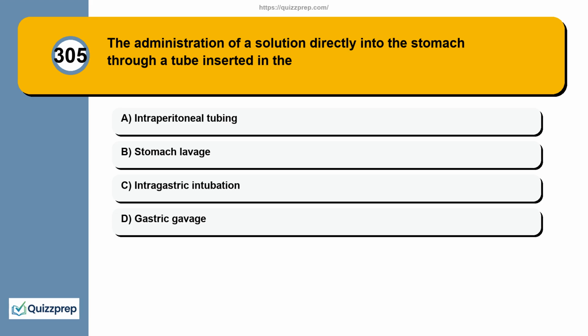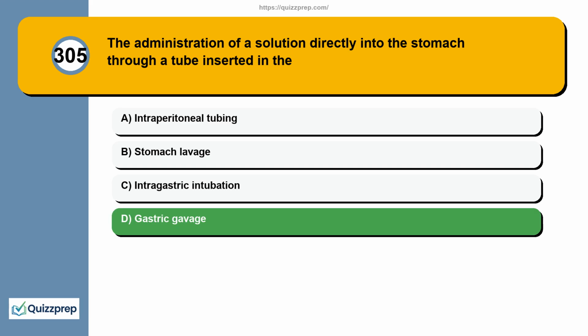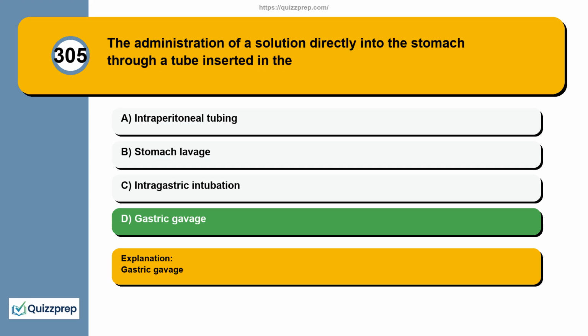Option A. Intraperitoneal tubing. Option B. Stomach lavage. Option C. Intragastric intubation. Option D. Gastric gavage. The correct answer is option D. Gastric gavage.